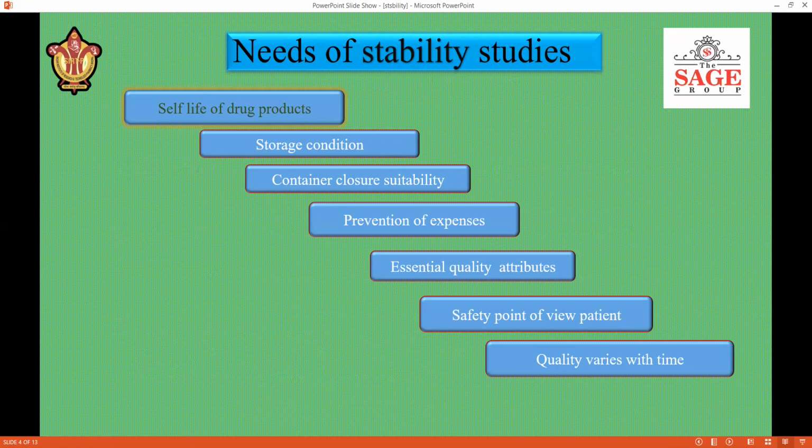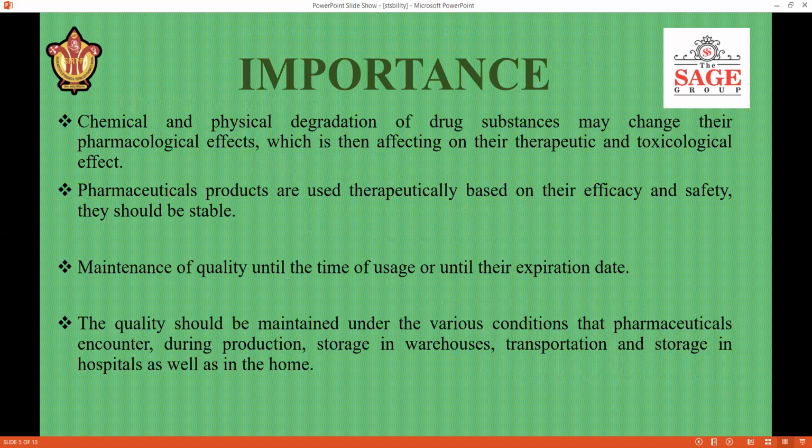Next is quality varies with time. How much time is required to maintain the quality of the drug product? Importance of the stability study: first, chemical and physical degradation of a drug substance may change its pharmacological effect, which then affects its therapeutic and toxicological effect.